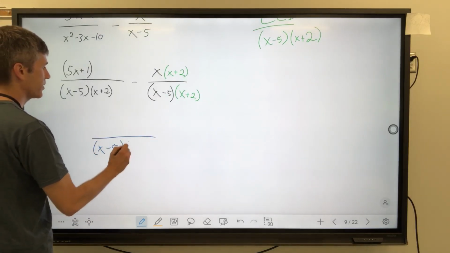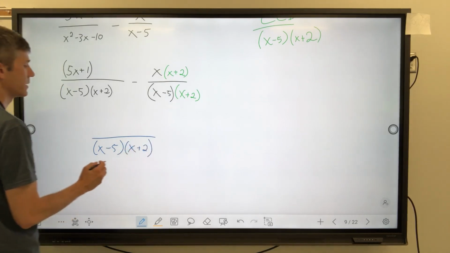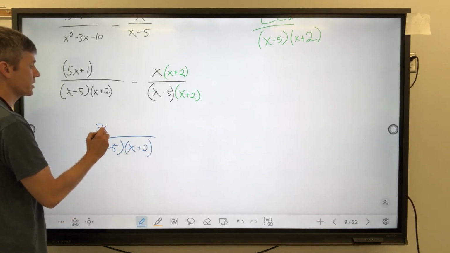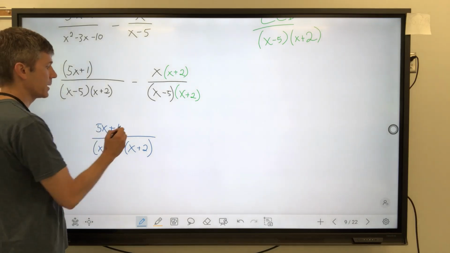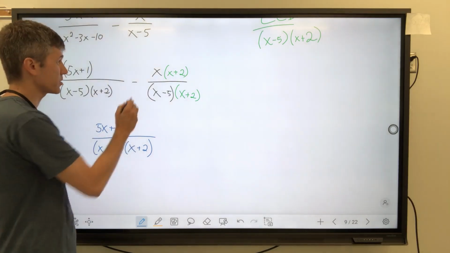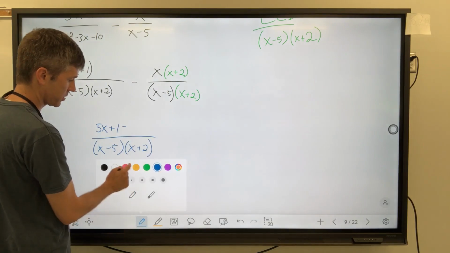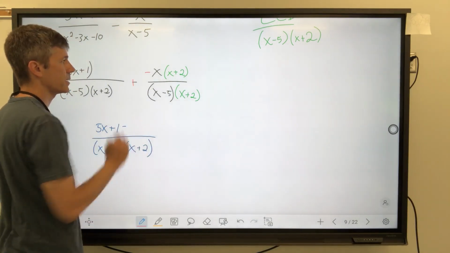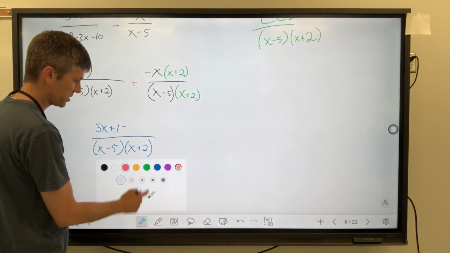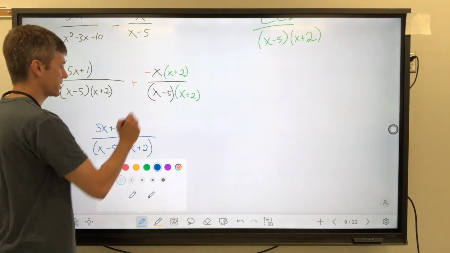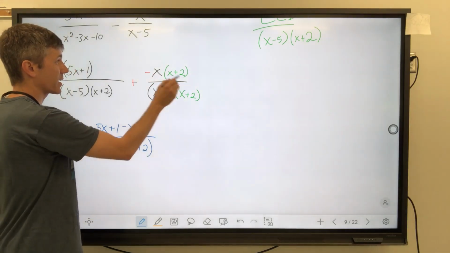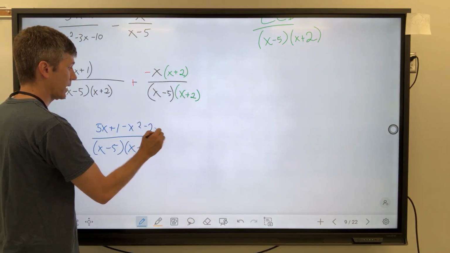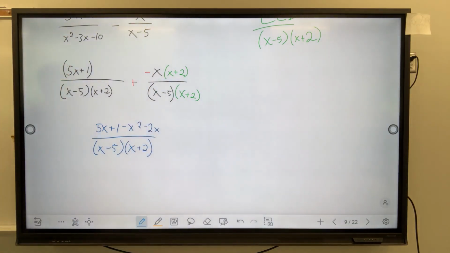x minus 5, x plus 2. Okay, 5x plus 1, didn't need those parentheses. Minus, let's go ahead and distribute. We're going to distribute, watch this. Negative x, just saying. So negative x times x is negative x squared. Negative x times 2 is negative 2x. And then we will put these together.